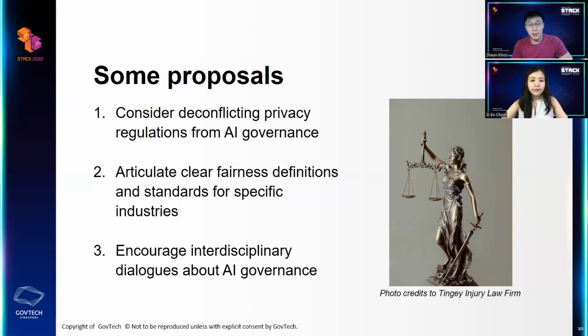So with some understanding of algorithmic fairness and our understanding of the current regulatory and legal landscape for AI governance and AI fairness, here are some proposals that we will encourage our audience to think more about. The first one is to consider deconflicting privacy regulations from AI governance. And this really comes from the finding that AI models require access to sensitive attributes like race and gender in order to identify how they're being biased, to measure that, and to be able to train models that are explicitly fair, which means that they don't discriminate along these sensitive attributes.